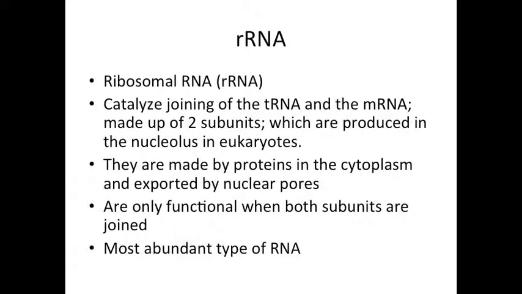The second type, ribosomal RNA, is responsible for catalyzing the joining of tRNA and mRNA, which causes the production of the polypeptide chain. rRNA is made up of two subunits, the small subunit and the large subunit. Both subunits are made in the cytoplasm by proteins and then exported by the nuclear pores into the cytoplasm. They're only functional when both subunits are joined together, and rRNA is the most abundant type of RNA.